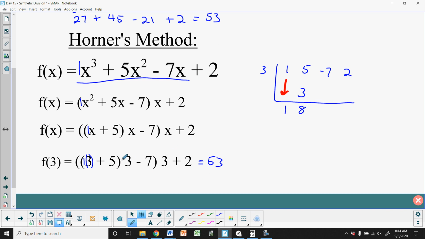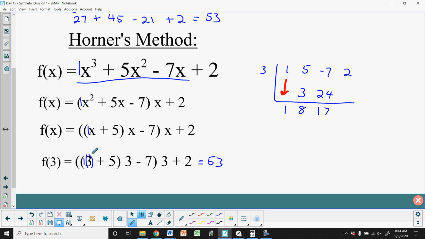And then what do we do next? We multiply times 3, which is the original 3. So now we do 3 times 8, and that's 24. So then we had 24, and what did we do? We added it with a -7. So then -7 plus 24. So we always add the column. So -7 plus 24 is 17.